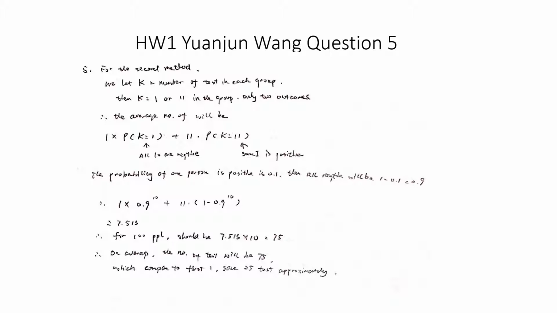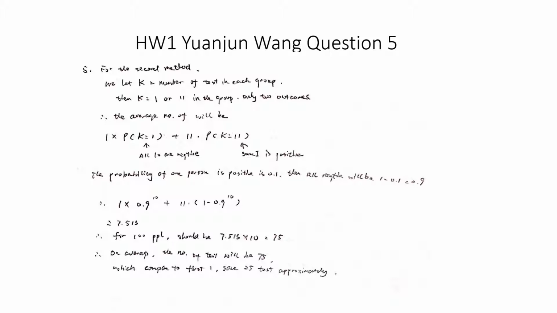Then we plug the numbers back into our formula, which will be 1 times 0.9 to the 10th plus 11 times 1 minus 0.9 to the 10th, which will give us 7.5 tests as the average for one group.